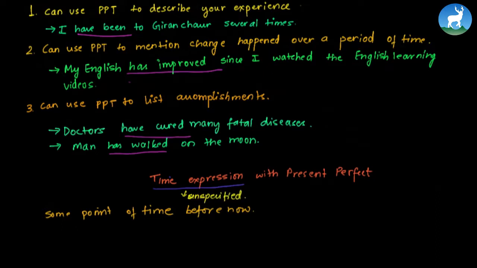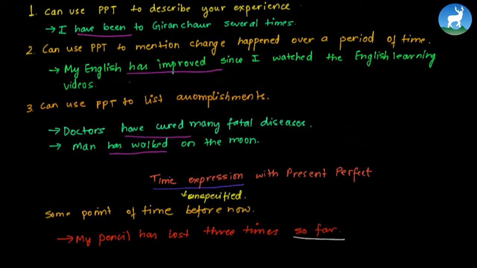Here is an example. My pencil has been lost 3 times this week. My pencil has been lost 3 times so far. So you don't know when, you just know that your pencil has been lost 3 times till now. So you don't know the exact point of time, but here we are making use of "so far", which is a time expression.